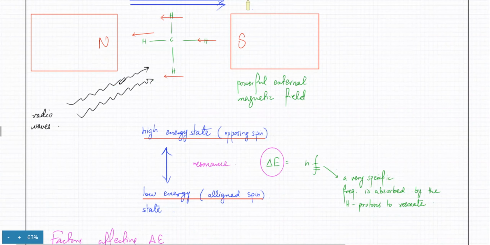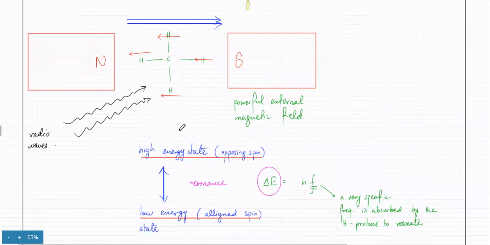Then you're going to give them radio waves. These protons are going to absorb radio waves, gain energy, and become energetic, and they would start opposing the external magnetic field. You need energy to oppose or go in the opposite direction. So that's a high energy state, and that's known as the opposing spin.